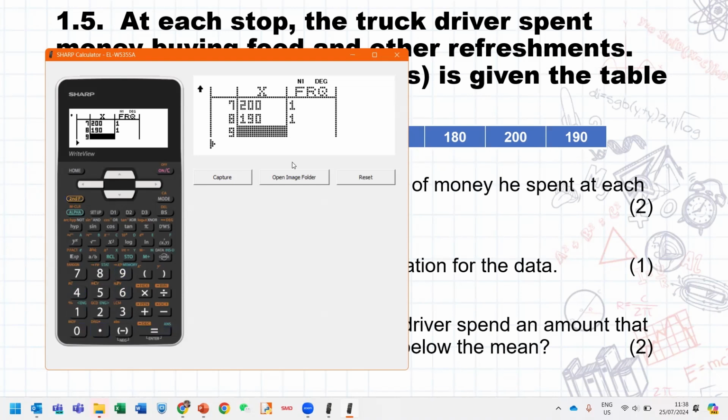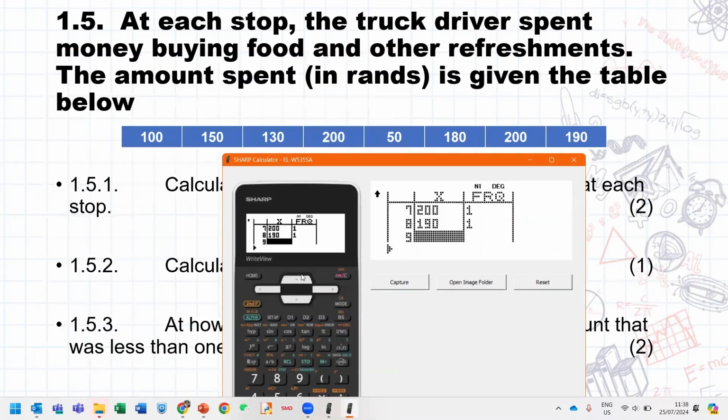Okay, so we've got 8 values, which is correct. Let's just go back and make sure that they're all correct. So we've got 100, 150, 130, 250, 180, 200, and 190. Okay, so they're all fine and perfect.